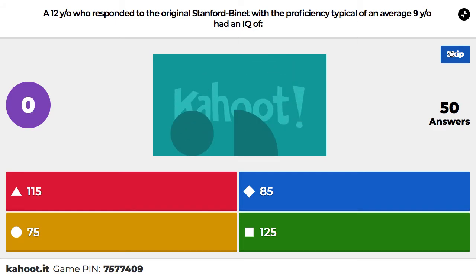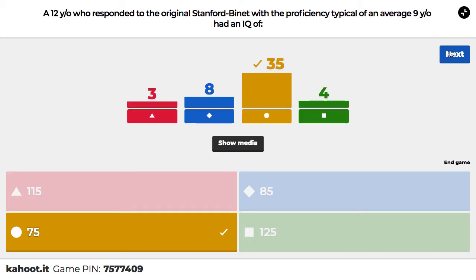Good. Okay, so one thing when we do this: this is basically the 9-year-old, okay, is the mental age, the proficiency typical of an average 9-year-old. That's what mental age means. And then the 12-year-old, so you put 9 over 12, and 9 divided by 12 is 0.75, times 100 is 75. So for this IQ, check your answer. If their mental age is lower than their chronological age, their IQ is going to be lower than 100.